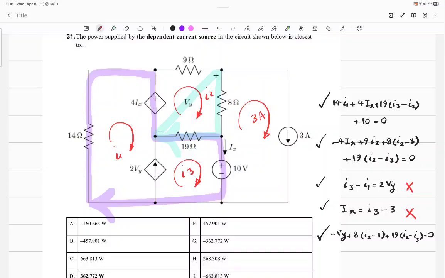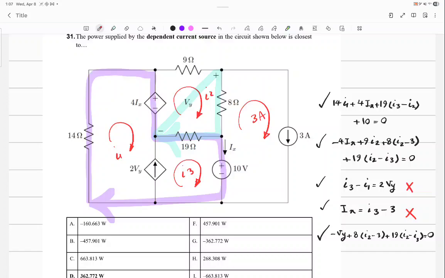Remember, whenever you're missing equations and you're trying to find them, focus on the variables and where they are. For example, the variable I1: we already did a mesh. I1 and I3 make a supermesh, and we already wrote one equation for them. We did one equation for I2. We did one equation for IX. The only thing that we haven't written anything about is Vy. That's why I went to that one.